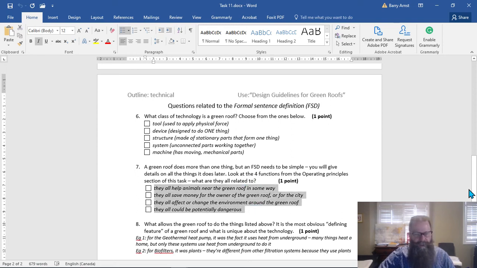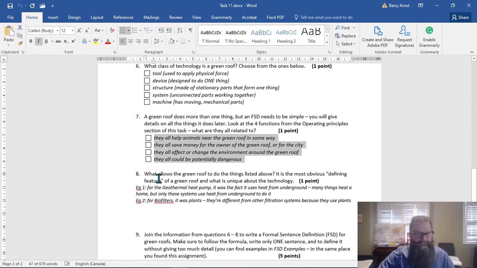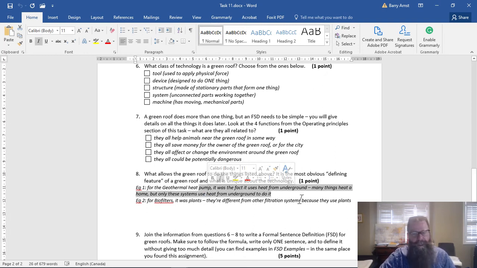Okay, so we've got, again, four possibilities. Next is number 8. What allows it to do the things that are listed? What's the most obvious defining feature? You look at a green roof and you say, oh, this is the thing that makes it different, that it does these things differently. For the geothermal heat pump, lots of things heat and cool buildings, but how does the geothermal heat pump do it? It uses heat from underground. For biofilters, it was the fact that plants were used. It's a filtration system that's different from other ones because it uses plants.